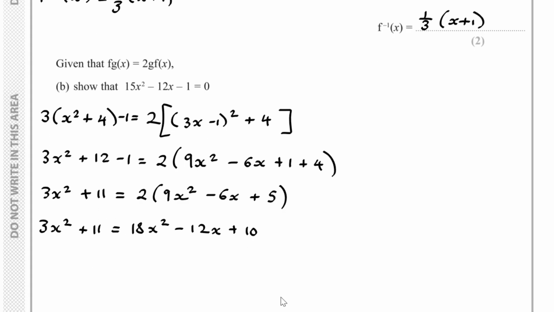And if we take everything over to one side, in conclusion, we have 15x squared minus 12x minus 1 equals 0.